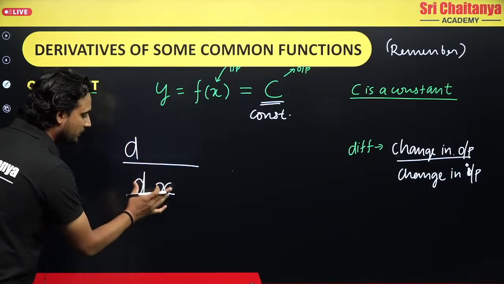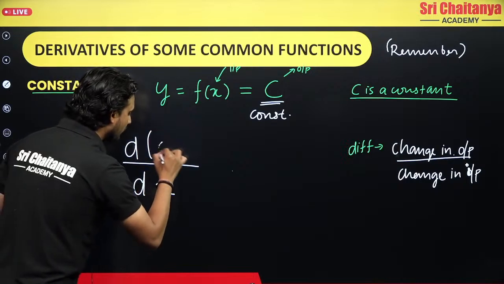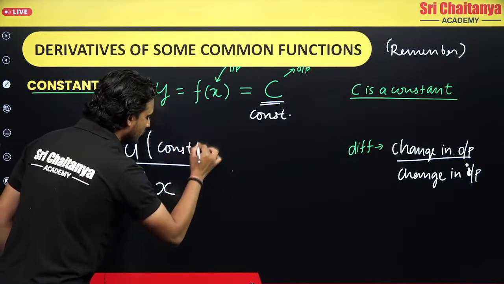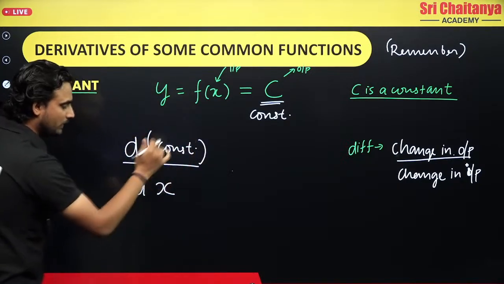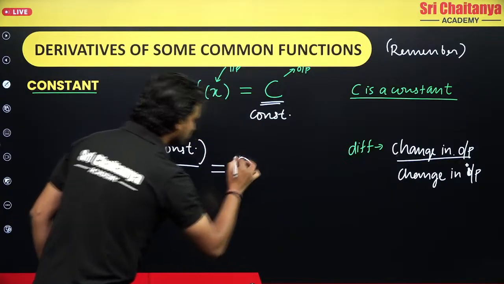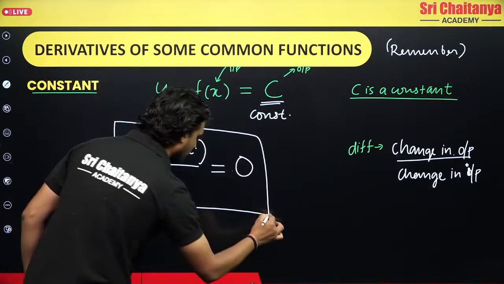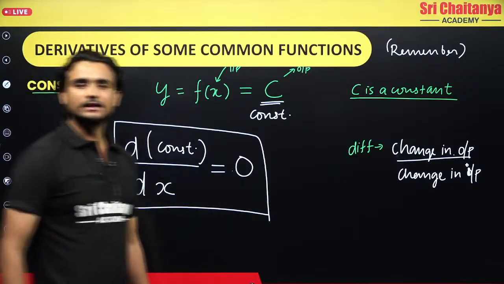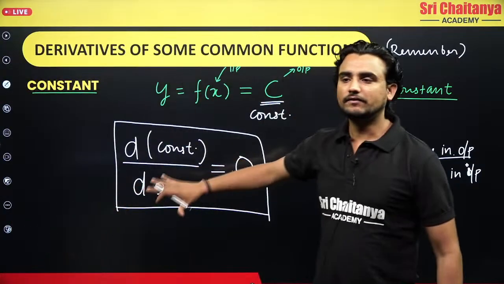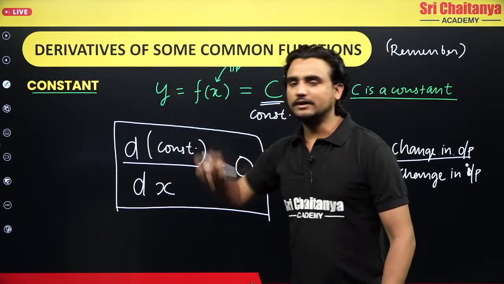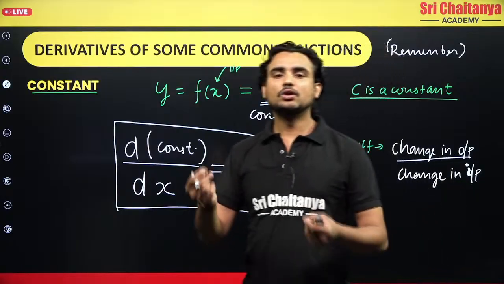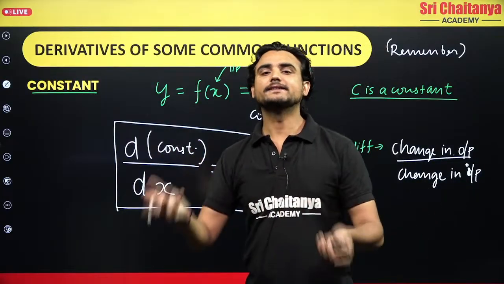Differentiation with respect to x of a constant function: the differentiation of a constant with respect to x is equal to 0. This is my first formula that I will remember by heart. What is this? Differentiation of a constant with respect to, now you can put anything here, right? Differentiation of a constant is always 0.